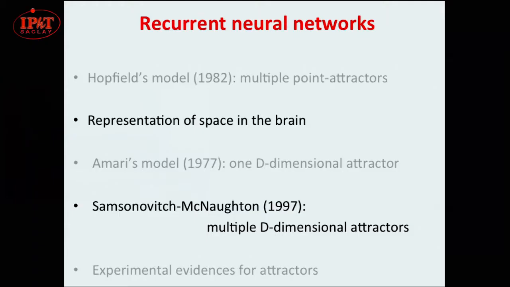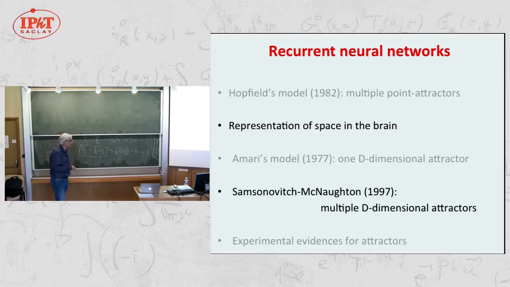The Hopfield model, and how you can store multiple point attractors in your neural networks. And then I talked about Amari's model, which is also this Lebowitz-Penrose model, and how you can store one d-dimensional attractor in a network. So the natural question is, how can you actually combine two models and get the storage of multiple d-dimensional attractors in a neural network?